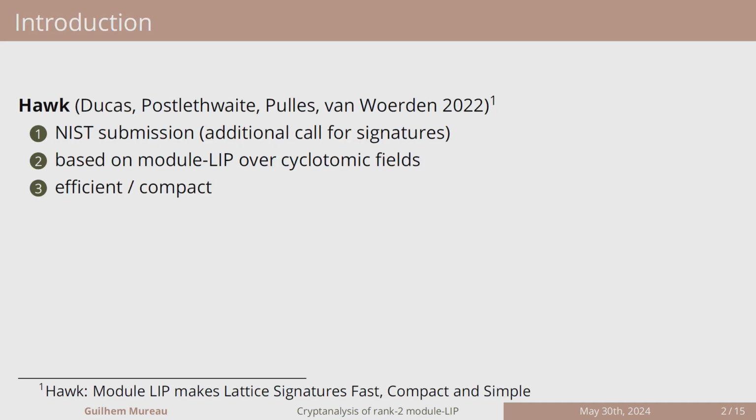The first motivation for this work is a paper from 2022 by Ducas, Postlethwaite, Pulles, and van Woerden, in which they introduced module LIP. They used it to build HAWK, which is a signature scheme, submitted to NIST's additional call for signatures. HAWK is based on a module LIP problem over cyclotomic fields, and it's really efficient and compact. It takes advantage of module lattices, which are a compact way to represent high-dimensional lattices.